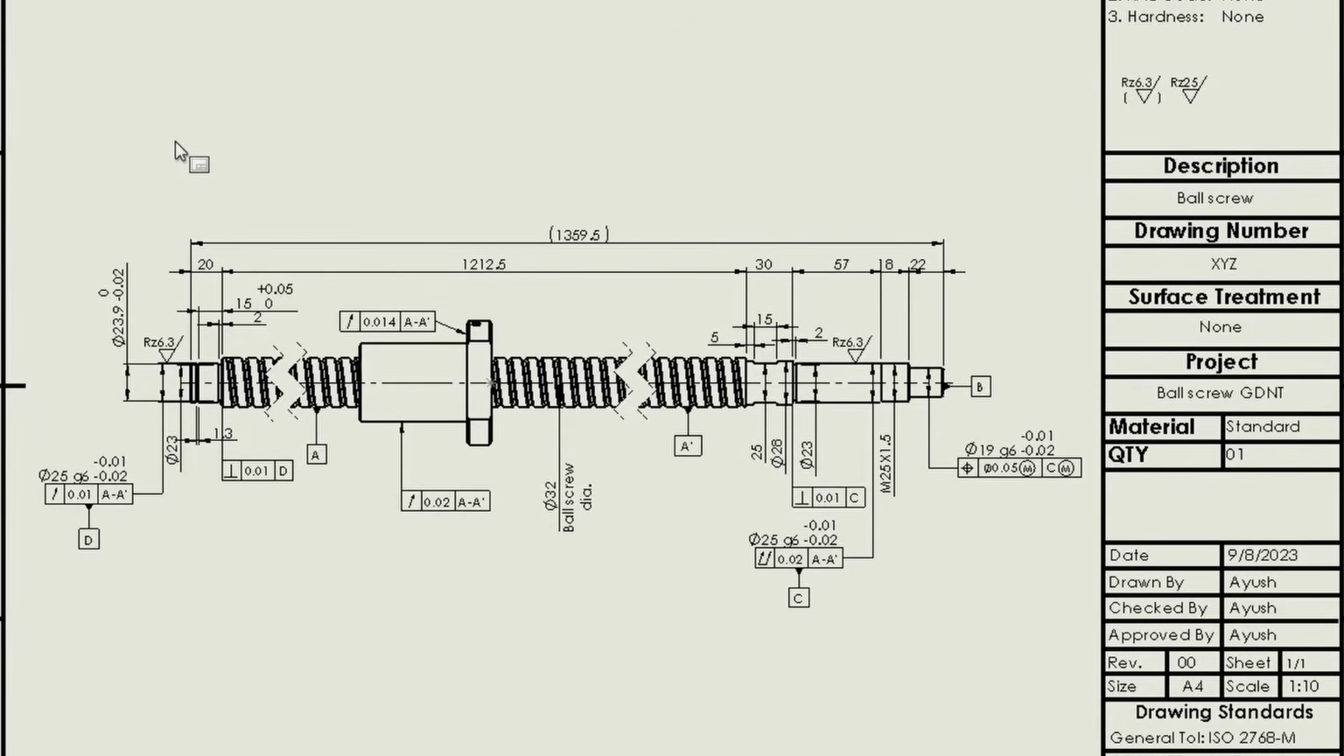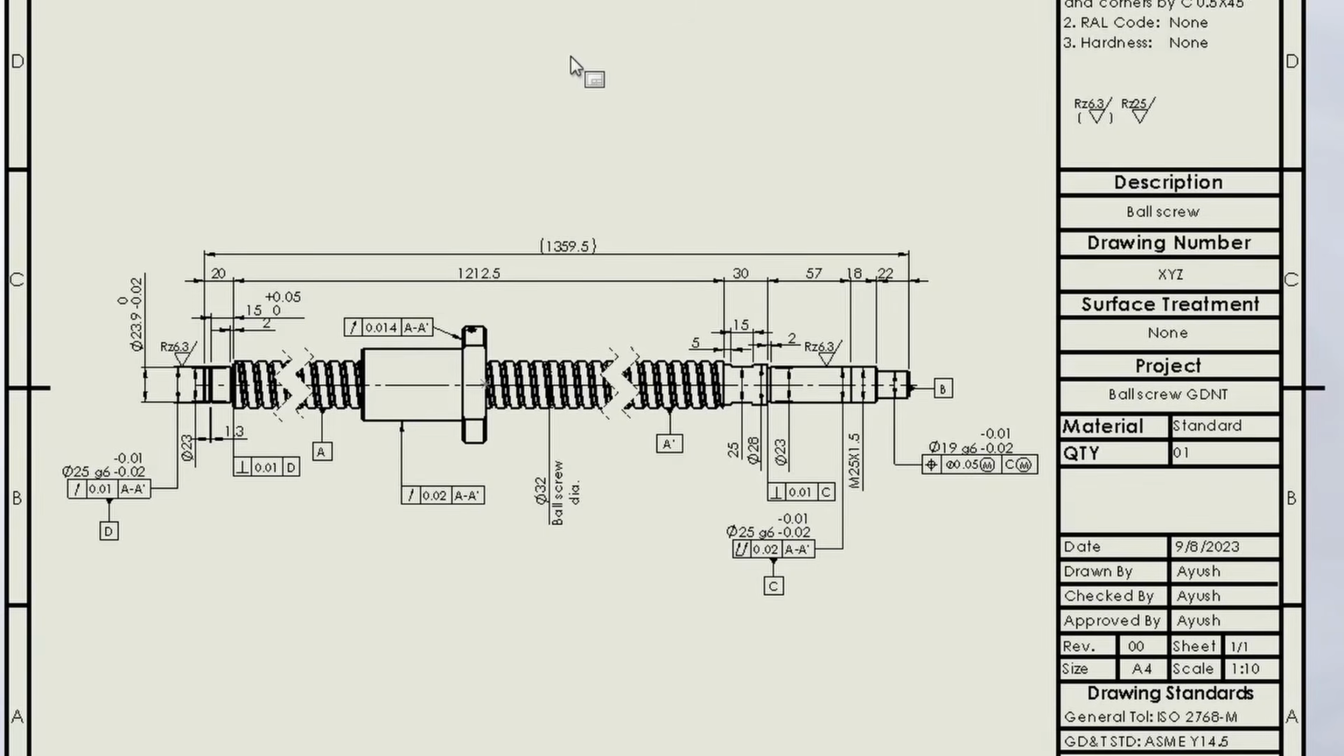And I guess I have defined every tolerance and every GD&T control. If I am missing something, please let us know in comment. We can discuss on it. Also, you can download this drawing from video description. I will leave it there.